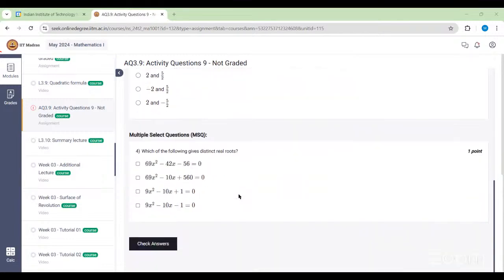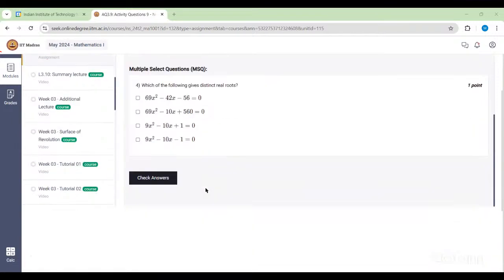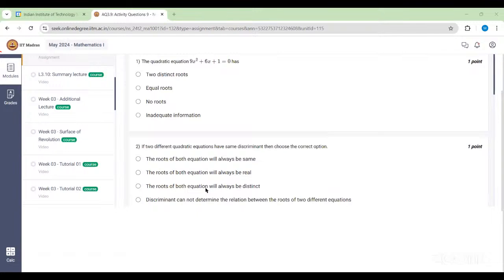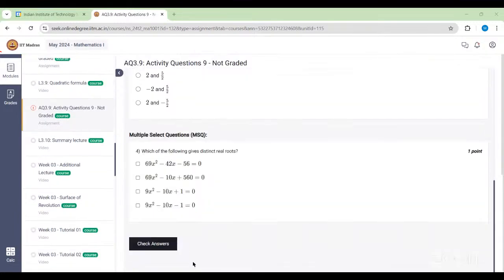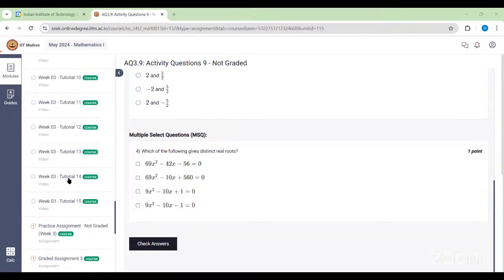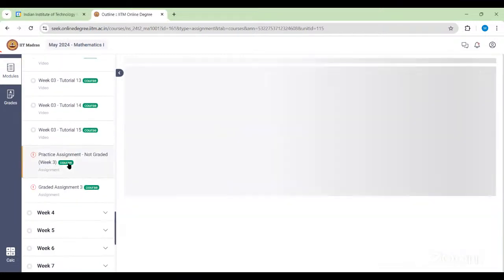Question number 4: which of the following gives distinct real roots? Here also you can go by the discriminant. Just find out the discriminant. The discriminant will tell you. If the discriminant is strictly greater than 0, we'll get distinct real roots. B square minus 4ac you have to calculate for all the equations. And if that is strictly greater than 0, you will get distinct roots. Is that okay?